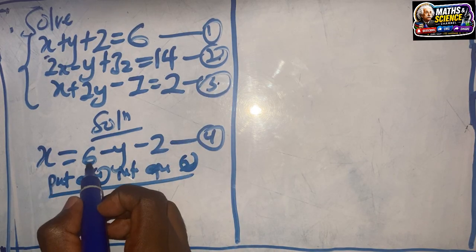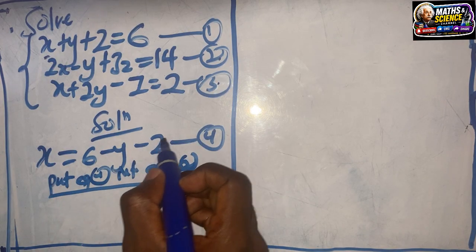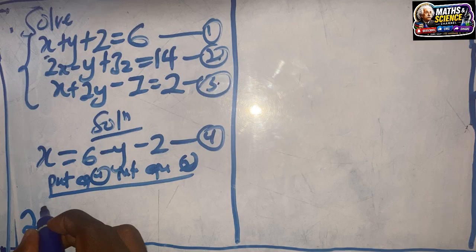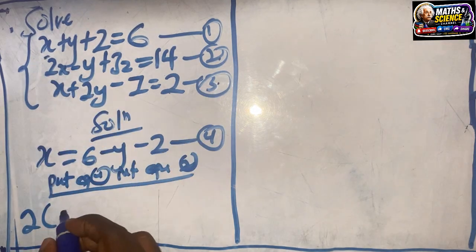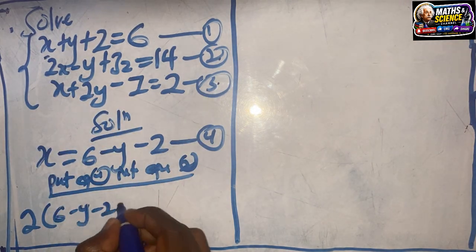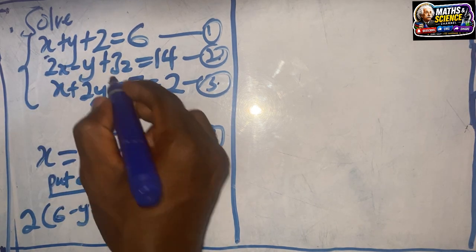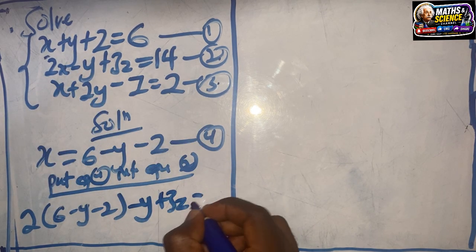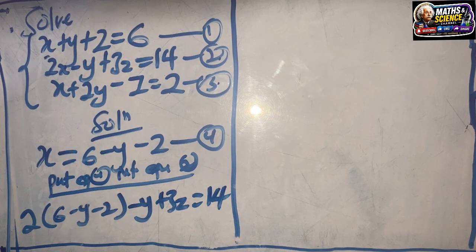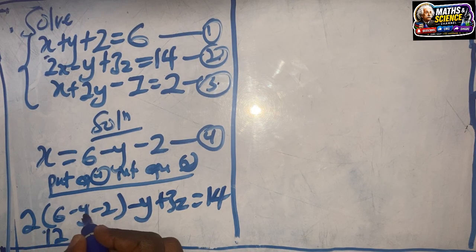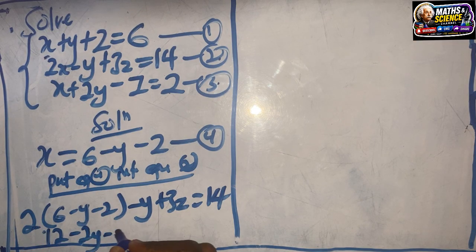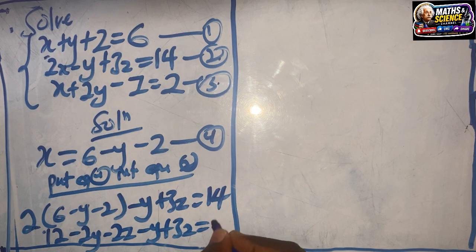So wherever I see s, I put 6 minus y minus z. With this I have 2 into bracket, x value, which is 6 minus y minus z, then minus y, then plus 3z equals 14 in this case. So from here we just multiply: 2 times 6 gives us 12, 2 times negative y gives us negative 2y, and 2 times minus z gives us minus 2z, then minus y plus 3z equals 14.